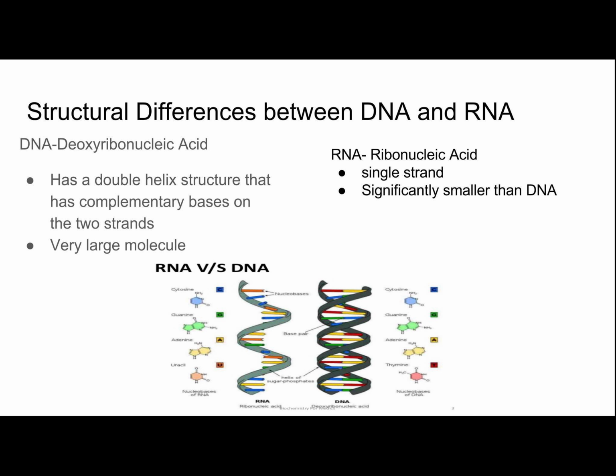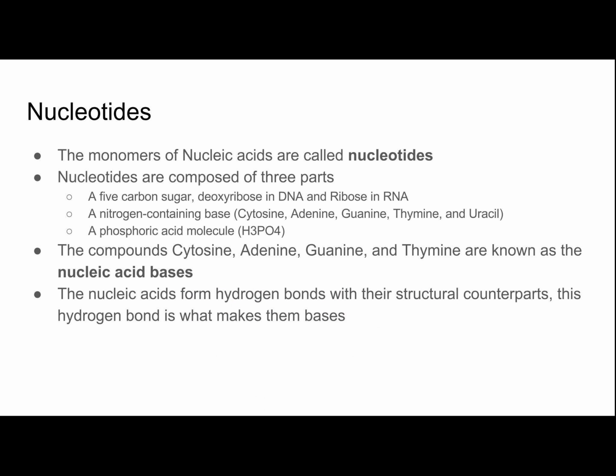Let's talk about the main structural differences between DNA and RNA. DNA, which is deoxyribonucleic acid, has a double helix structure with 2 complementary bases on the 2 strands. It is also a very large molecule. It is massive. And RNA is a single strand, and it's significantly smaller in some cases.